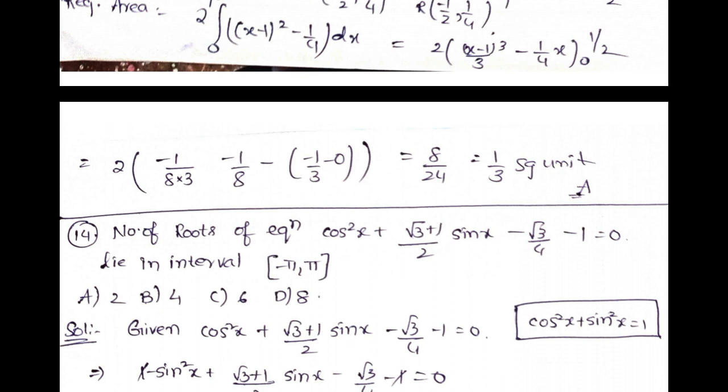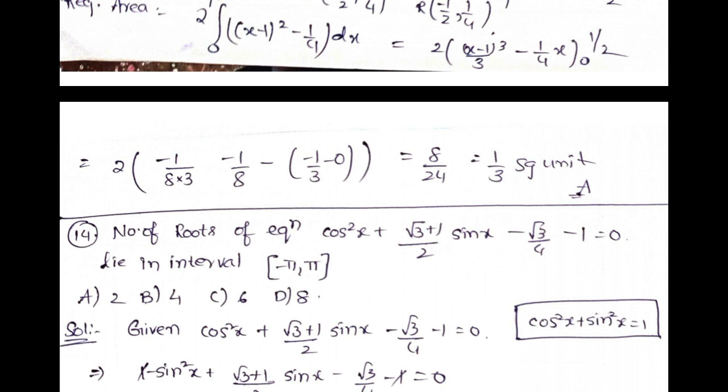Now the 14th question is as follows. Number of roots of the equation cos square x plus (root 3 plus 1)/2 sin x minus root 3/4 minus 1 equals 0 lying in the interval minus pi comma pi. Options: A 2, B 4, C 6, D 8.